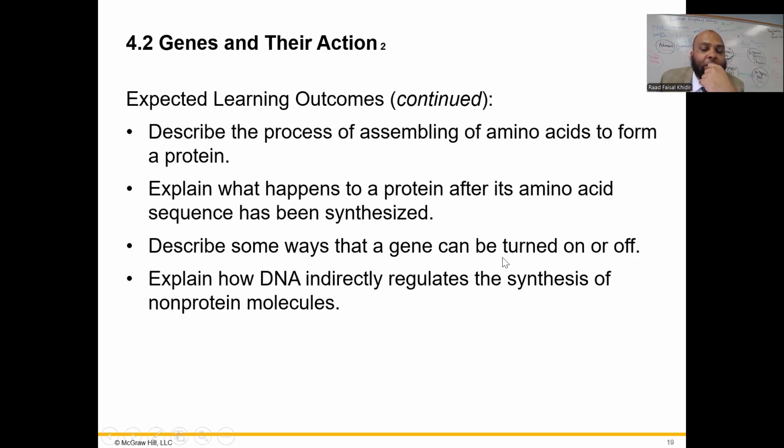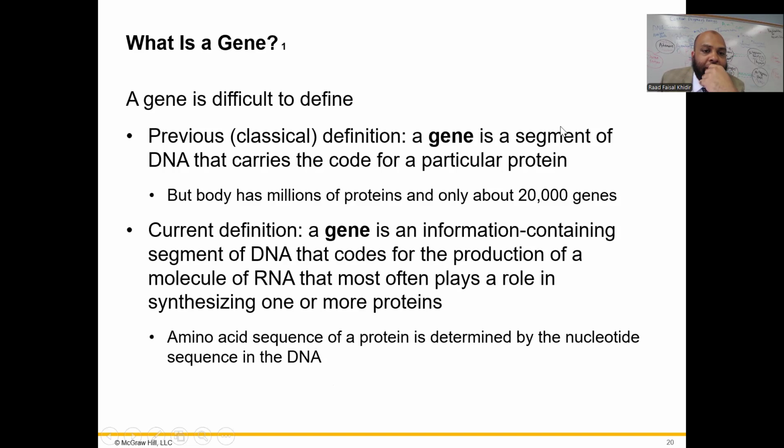So now we're gonna talk about genes and their action. A gene is difficult to define. The previous classical definition of a gene is a segment of DNA that carries the code for a particular protein. But the body has millions of proteins and only about 20,000 genes. So the current definition is that a gene is an information-containing segment of the DNA. So it has to be in the DNA. If you are a gene, you gotta be in the DNA.